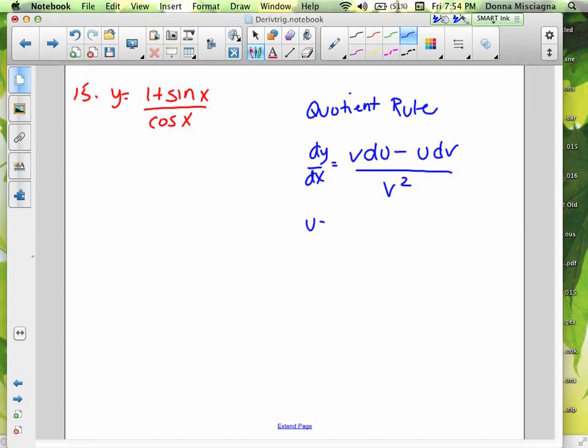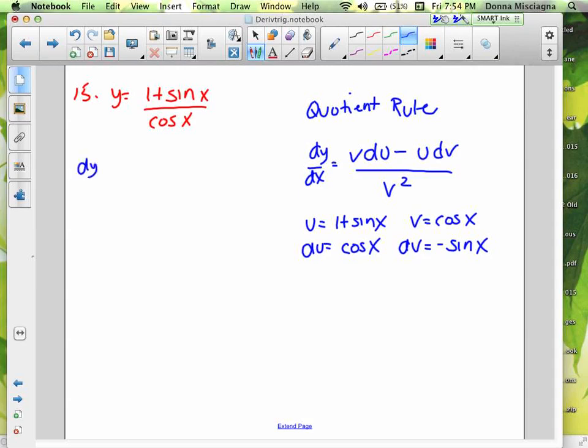So the u here, the numerator, is 1 plus sine x. The derivative of that is just cosine x, because the derivative of 1 is 0. And the denominator is cosine x. The derivative of that is negative sine x. All right, and let's just finish this off.